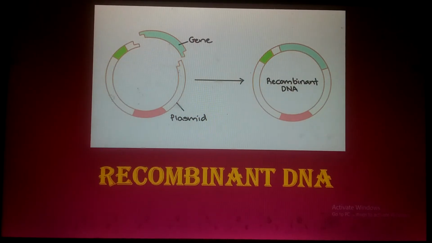Now I'm going to discuss recombinant DNA. As you can see here on the screen, recombinant DNA is produced by the joining of two different DNAs, one the gene of interest and the other the plasmid vector. The rejoining of these two different pieces gives rise to recombinant DNA.